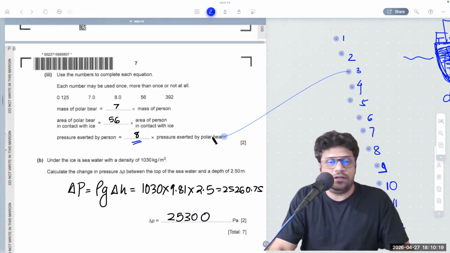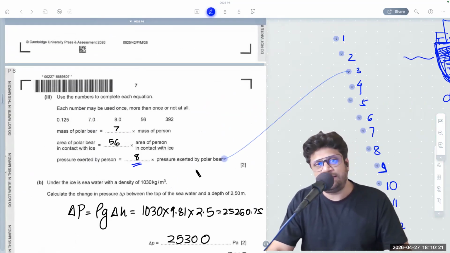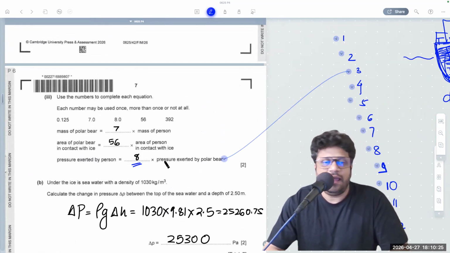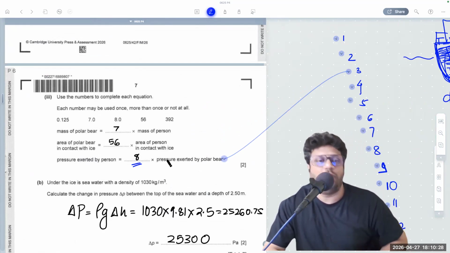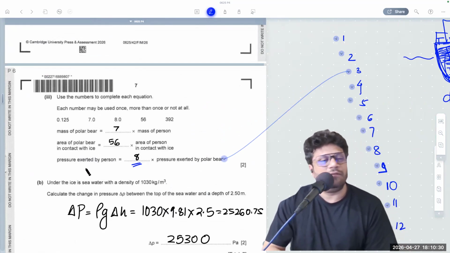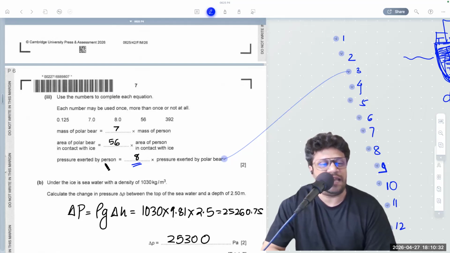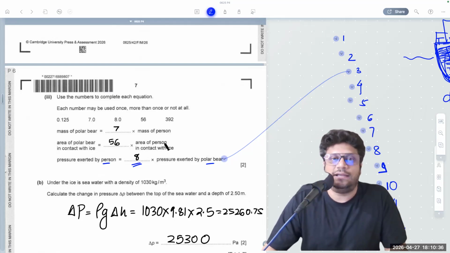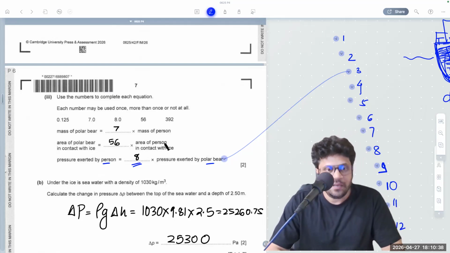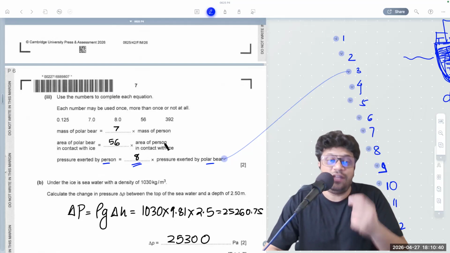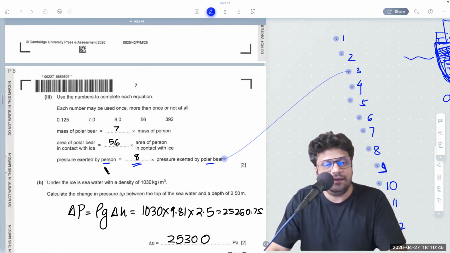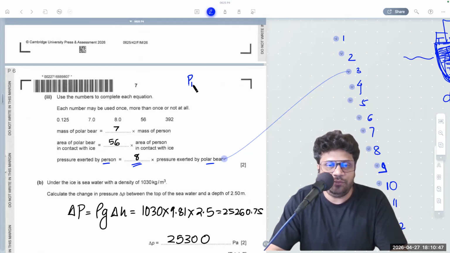Let's go do another one. Now, this is one silly place where everybody got it wrong, and probably the reason why they have included it. Figuring out the ratio between the pressure exerted by the person and pressure exerted by the polar bear is not a crazy difficult question. But why is it here? Only because they know that people are going to get it wrong. I'll tell you. So pressure by the person, pressure by the human, divided by pressure by the polar bear.